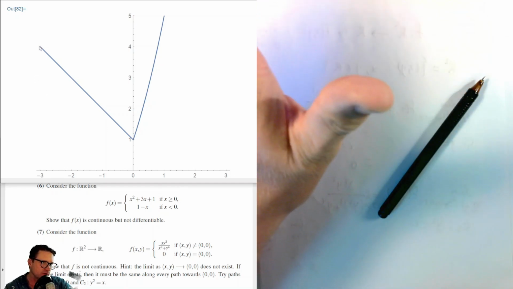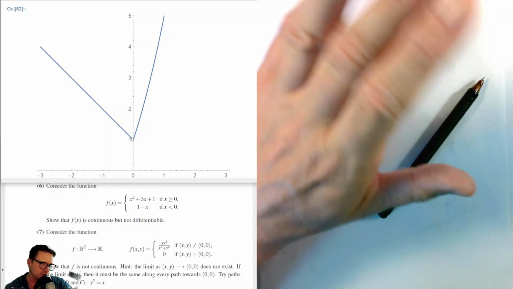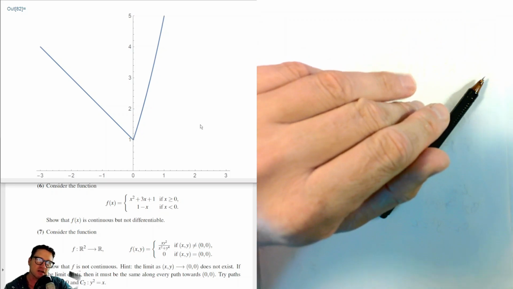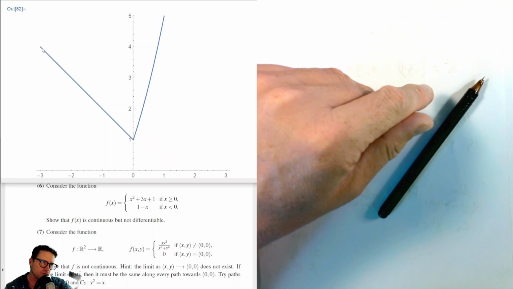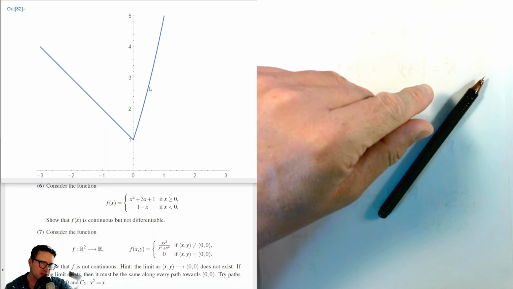So on the left, we've got just a line, right? And then on the right-hand side of 0, we have a quadratic function. There's a little bit of a curve in it. Now ask yourself, can you draw this function without lifting your pen up? The answer is yes, right? You can indeed do that.